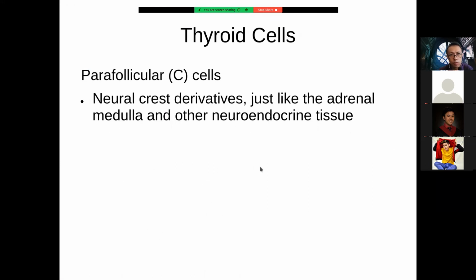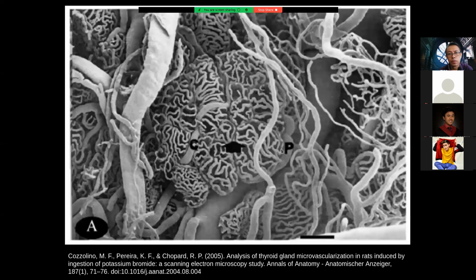Similar to what will be seen in the adrenal medulla, these are neuroendocrine cells. So they are derived from the nervous tissue in the embryo, but they become endocrine tissue in the adult. Okay, so a feature is the presence of many capillaries.